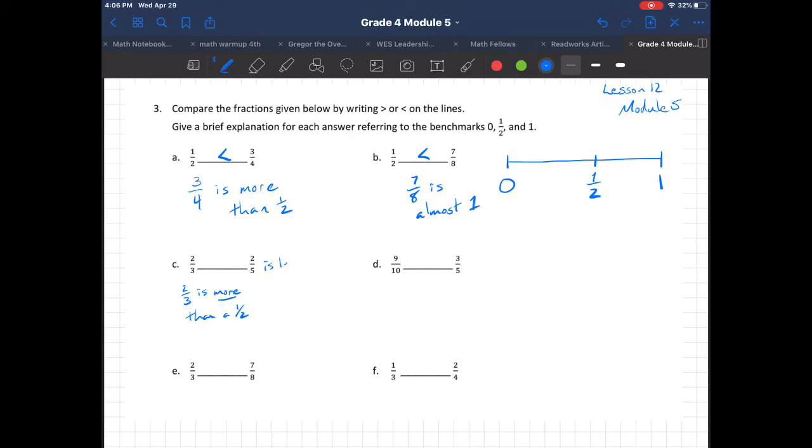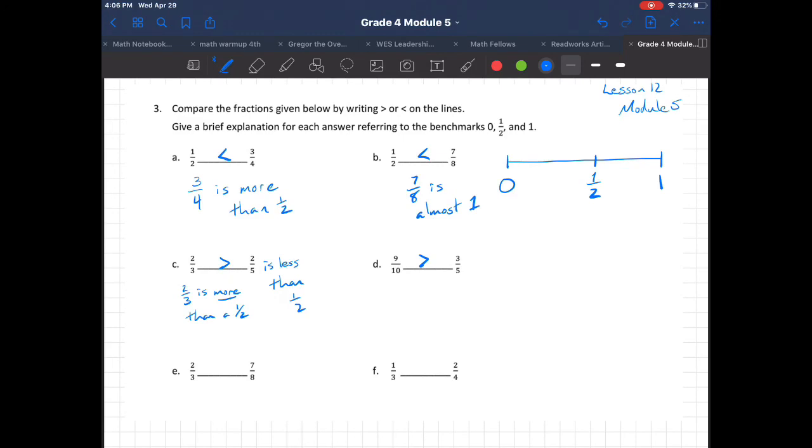So 2/5 is less than a half. So since 2/3 is more than a half and 2/5 is less than a half, we need this is more. Okay, I am not going to write all these down anymore so that you don't have to sit and watch me write. I will just say it. 9/10 is almost 1. 3/5, 3 is about half of 5. So 1 is more than about a half.